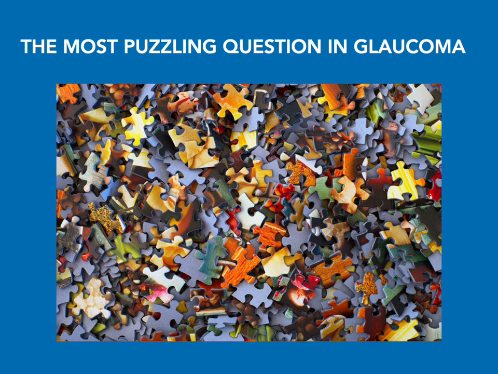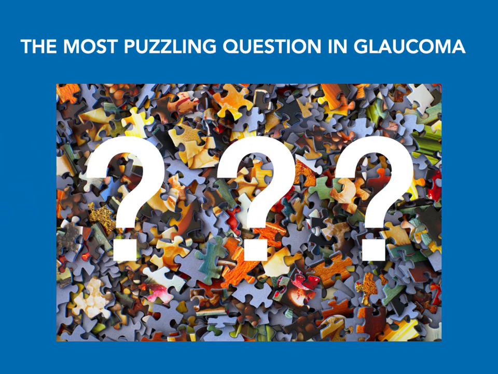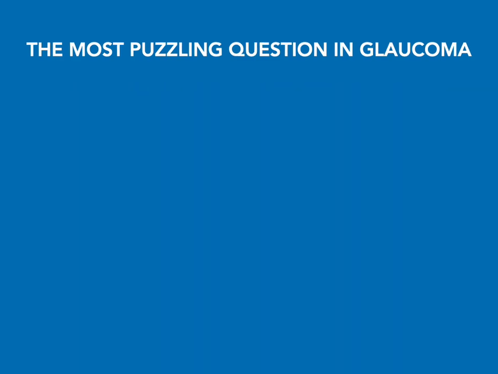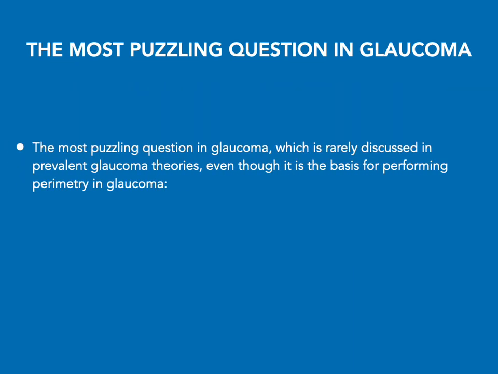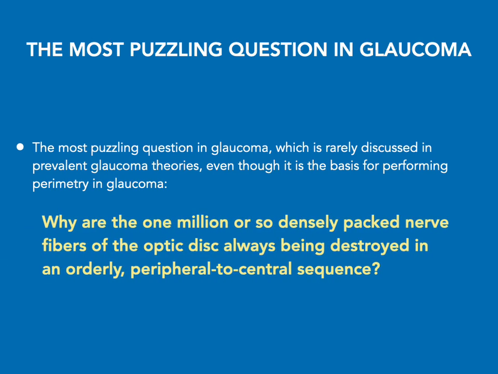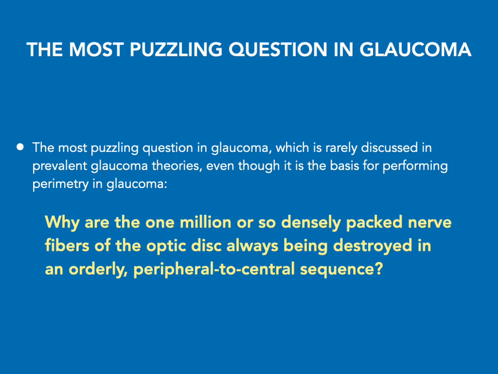There are many questions in trying to understand the mystery of glaucoma. But what is the most puzzling question in glaucoma? So the most puzzling question of glaucoma, which is rarely discussed in prevalent glaucoma theories, even though it is the basis for performing perimetry in glaucoma, is why are the 1 million or so densely packed nerve fibers of the optic disc always being destroyed in an orderly peripheral to central sequence? It never occurs randomly.